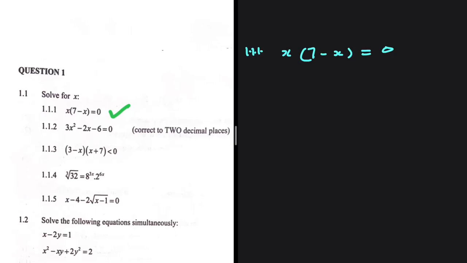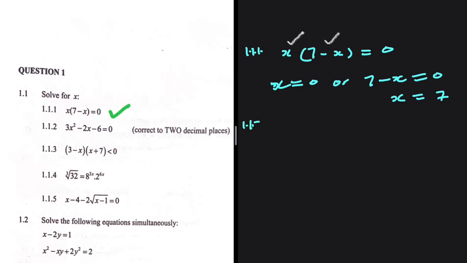This equation is only true when x equals 0 or 7 minus x equals 0. So what we need to say here is that x equals 0 or 7 minus x equals 0. And then if 7 minus x equals 0, then x equals 7. This is the answer to 1.1.1. That's all we are supposed to do.